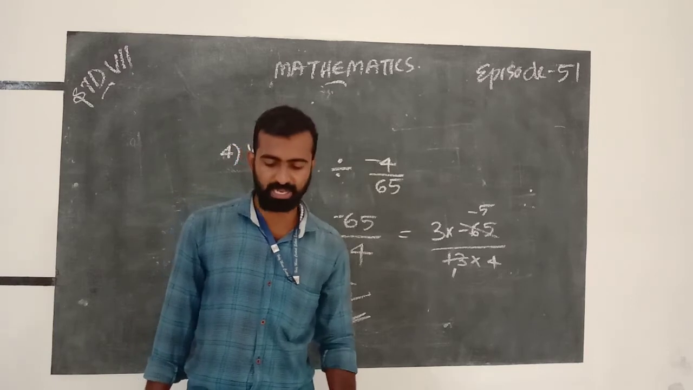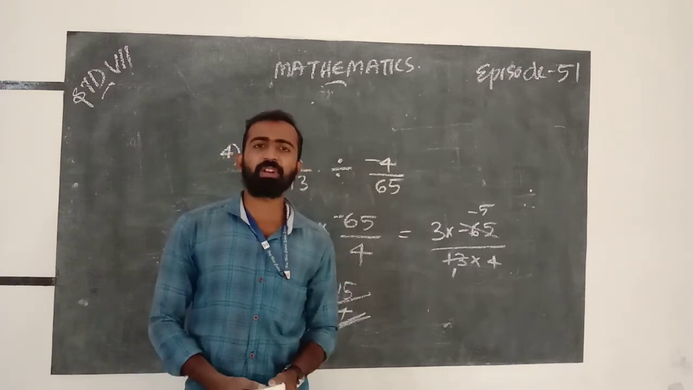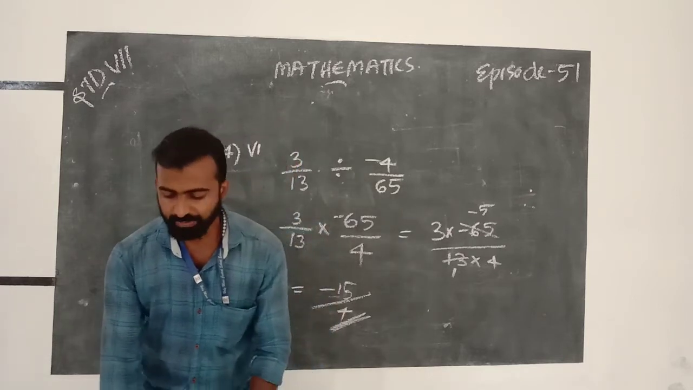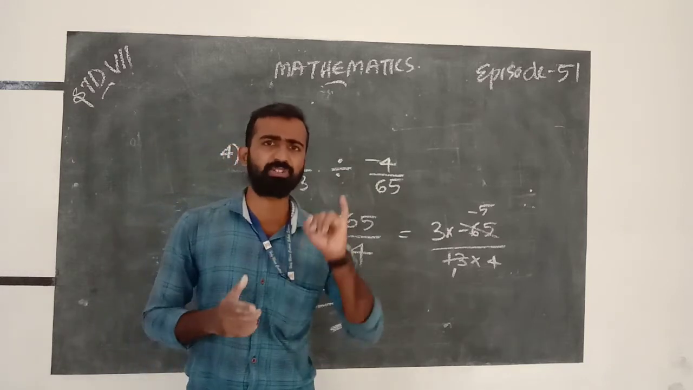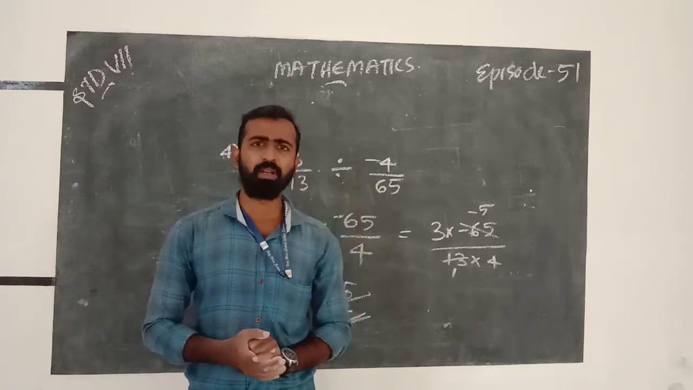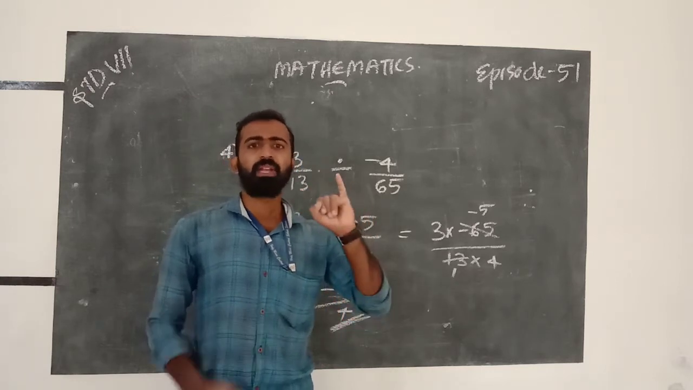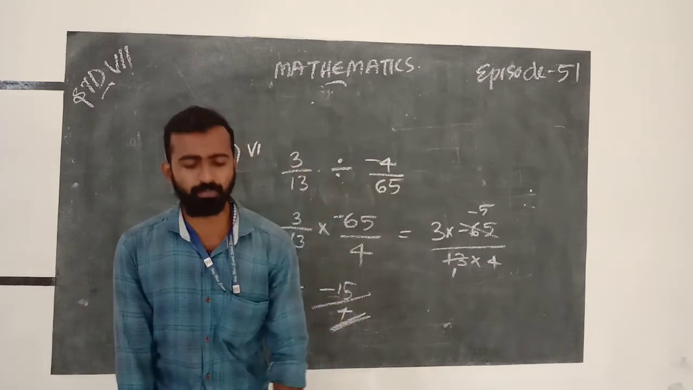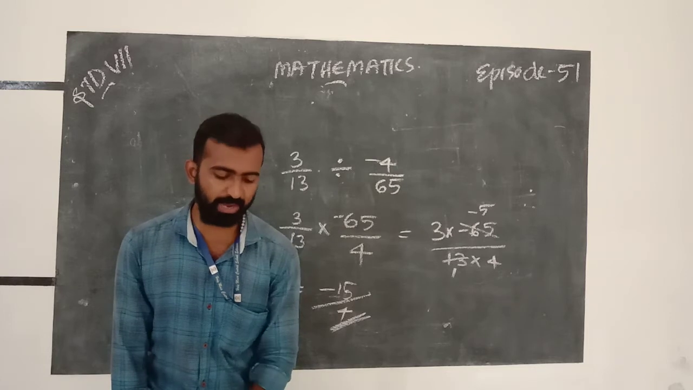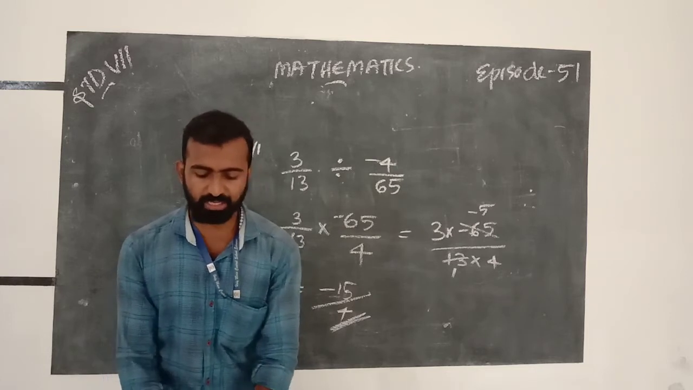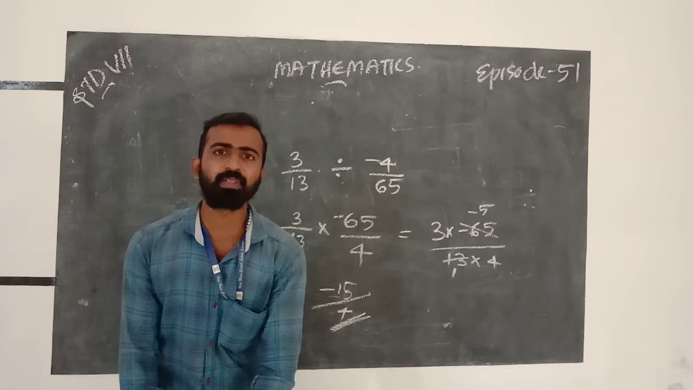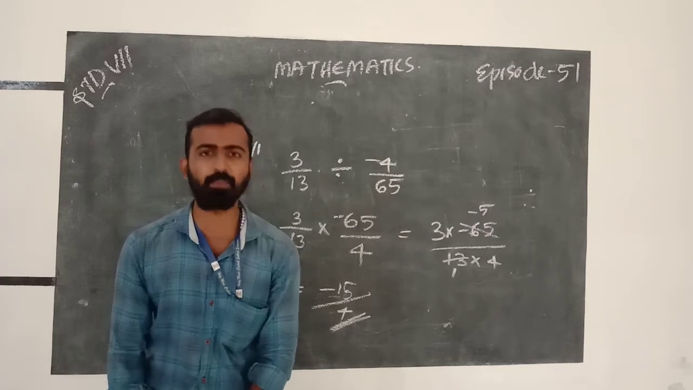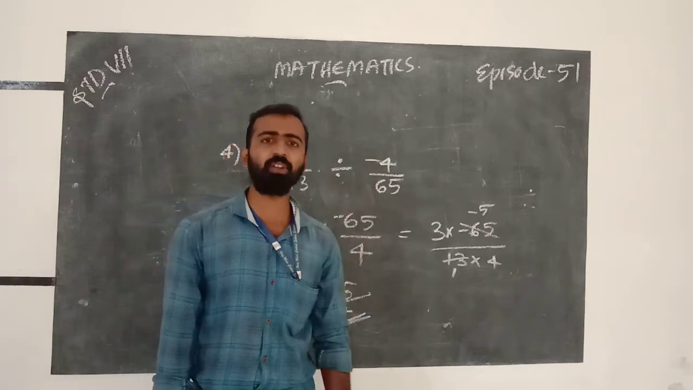This is the answer and our chapter is complete. That is the 9th chapter, rational numbers. In this chapter we discussed what a rational number is. A rational number means we can write the number in the form p by q, where q is not equal to 0. Such numbers are called rational numbers. And we studied representing rational numbers on the number line, the comparison of rational numbers, and the standard form of rational numbers.